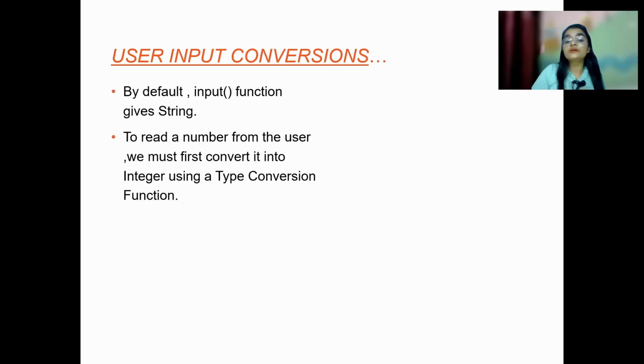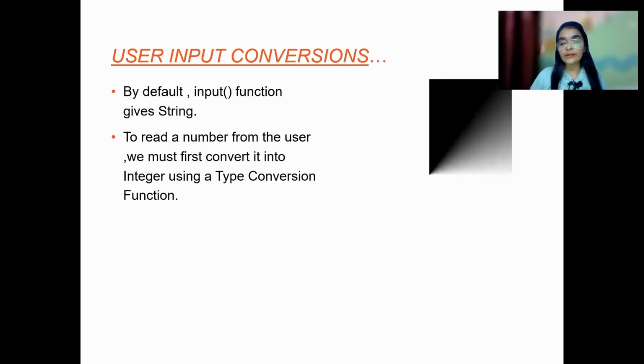By default, the user input function always gives us a string, which we already know. So to read a number from the user, we must first convert it into an integer using the type conversion function. We have already studied that we can change the string data type to an integer type using the int function, right? So we can convert that string into integer type. So whenever we have to read a number from the user, we can convert it into an integer using the type conversion function, right?